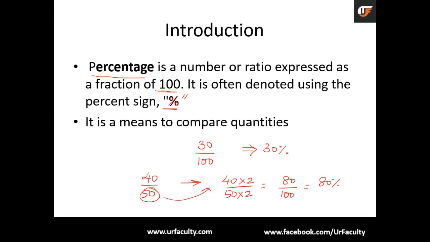And ultimately it gives you a way to compare quantities. So if a student scores 40 out of 50 and another student scores 80 out of 100 or 85 out of 100, you have a means to say that this student scored 80% whereas this student scored 85%. So percentage helps you compare the values against certain other quantities of the past or of the same level.